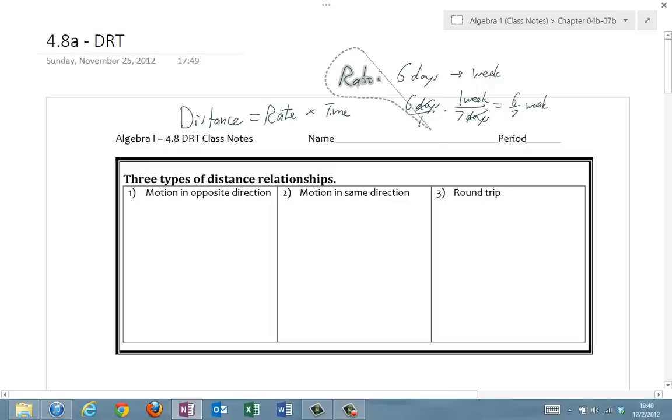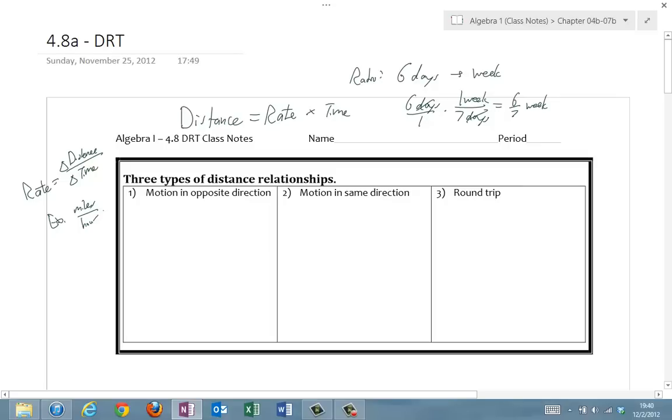Distance is equal to rate times time. Probably more appropriately, distance divided by time is equal to rate. Or in other words, a rate is equal to a change in distance over a change in time. An example of that, probably a more common one, is miles per hour. How many miles can you travel in 1 hour?